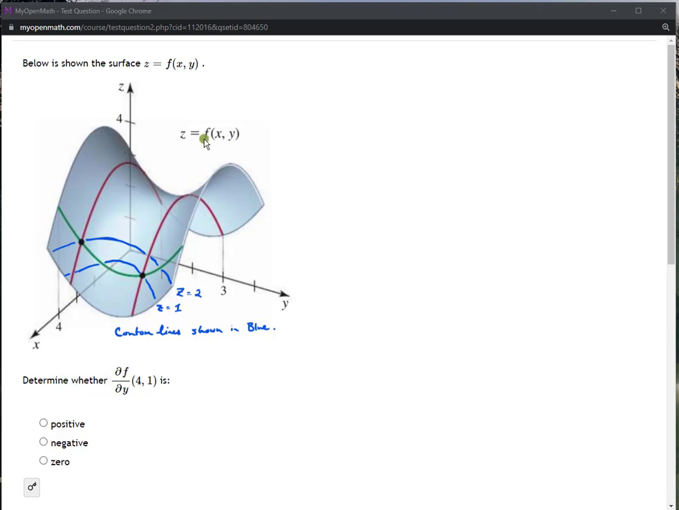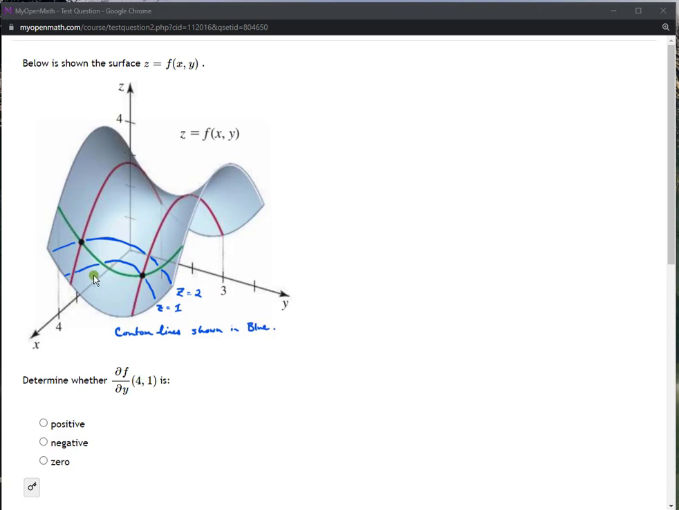of the function f, which is this surface that we see here, with respect to the variable y at the point (4, 1) is, and then we have to decide the sign on that. So if we go to the ordered pair (4, 1), when we take the partial derivative of f with respect to y, we fix the x-coordinate at 4. We don't allow x to vary, but we allow y to vary. And if we do so, this is the curve that we're going to consider as a trace in our original surface.